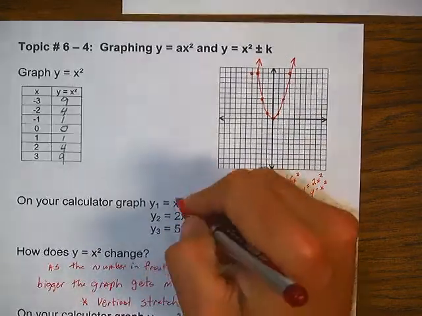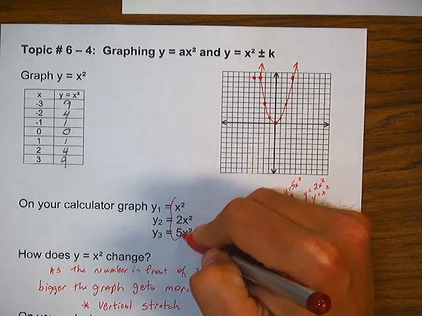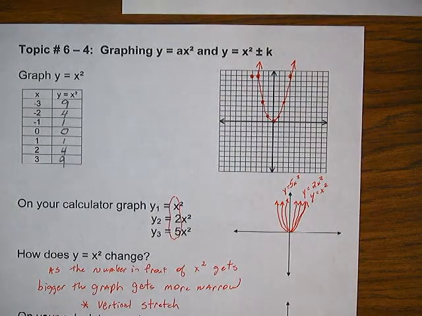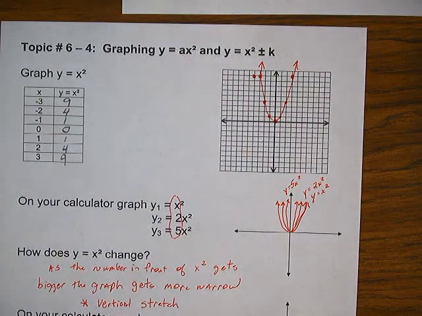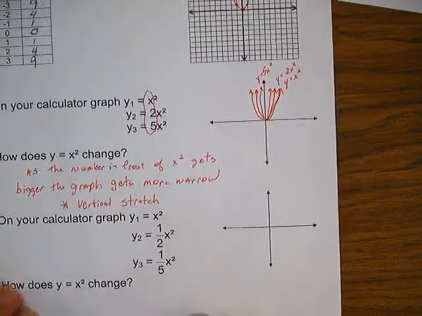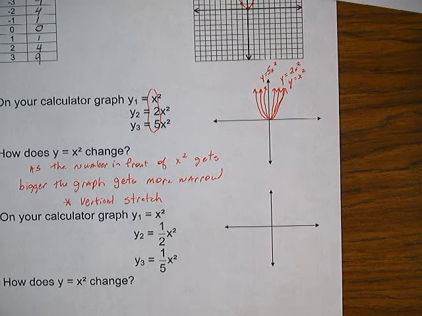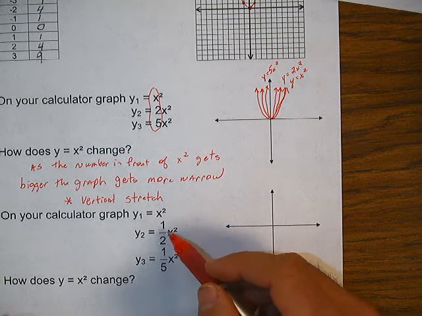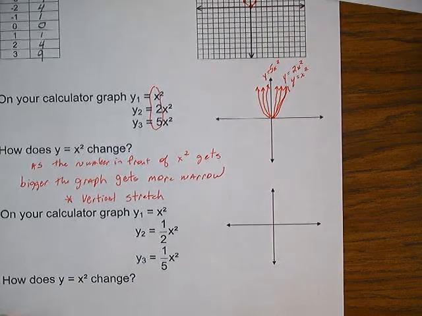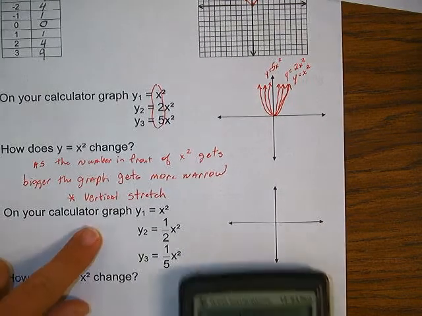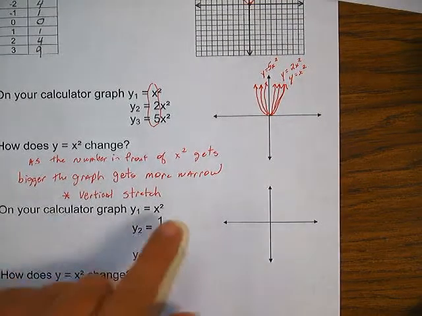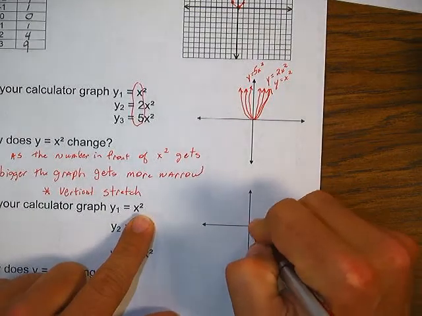The number in front of x squared is getting bigger. If you look at the next set, what's actually happening to the number in front of the x squared? It's getting smaller. Fractions are smaller. What's smaller, 1/2 or 1/5? 1/5. Let's go back to our calculator. First of all, go ahead and sketch your y equals x squared.